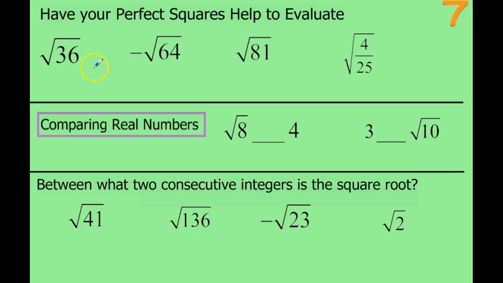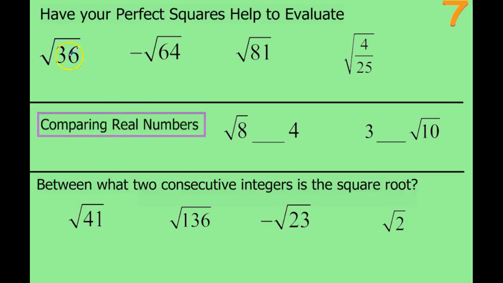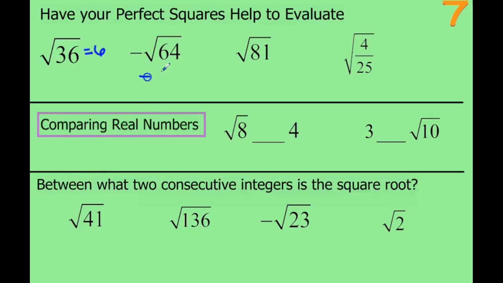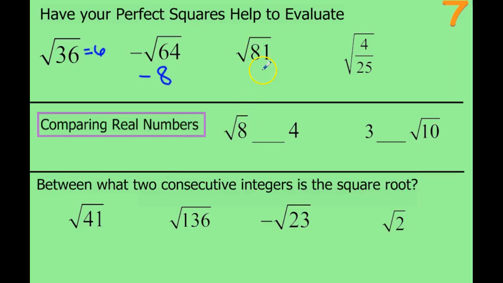So let's take a look here first. What is the square root of 36? Well, square root of 36 right here is just 6. Negative square root of 64. Well, 8 times 8 is 64, so square root of 64 is 8. So this is really a negative 8. Square root of 81, again, 9 times 9 is 81. We could go up to 10, 10 times 10 is 100 there. So square root of 81 is 9.